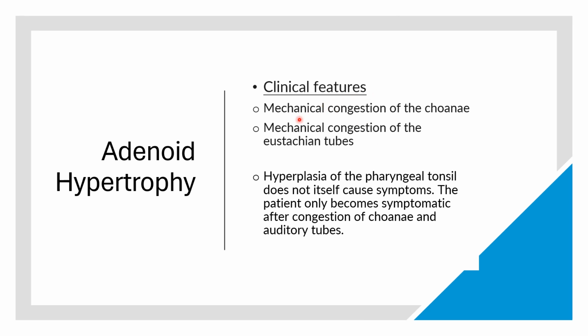Clinical features: mechanical congestion of the choanae, mechanical congestion of the eustachian tubes. Hyperplasia of the pharyngeal tonsil does not itself cause symptoms. The patient only becomes symptomatic after congestion of the choanae and auditory tubes.